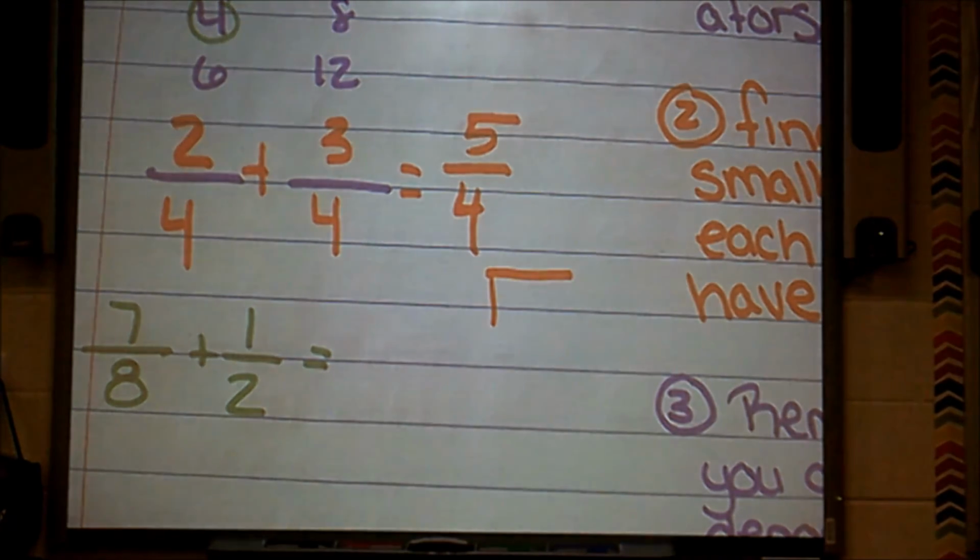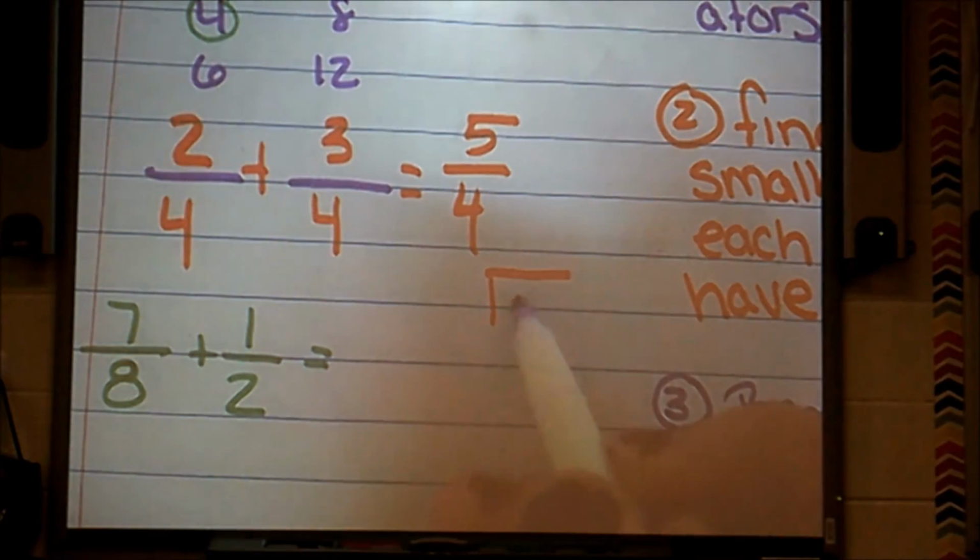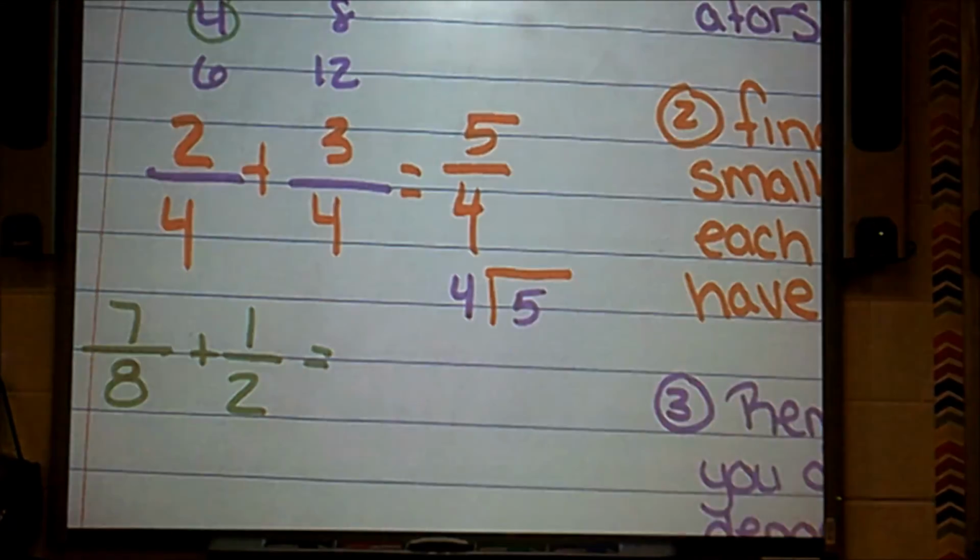As the song goes, the numerator goes in the cave, the numerator goes in the cave. Hi-ho, the dairy-o, the numerator goes in the cave.